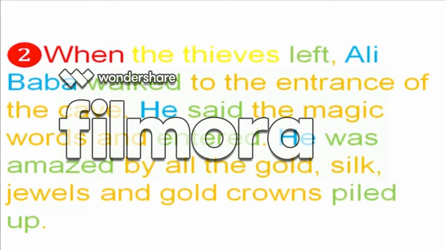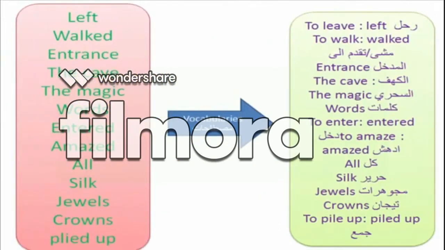Now, after the first reading, we are going to present the difficult words. After that, we are going to read to explain word by word. Let us enjoy. Stay with us. As usual, we start from the left side. We introduce the difficult words. Left, walked, entrance, the cave, the magic, words, entered, amazed, all, silk, jewels, crowns, piled up.